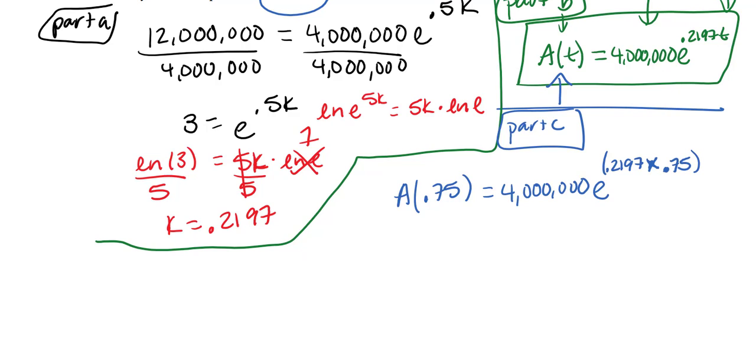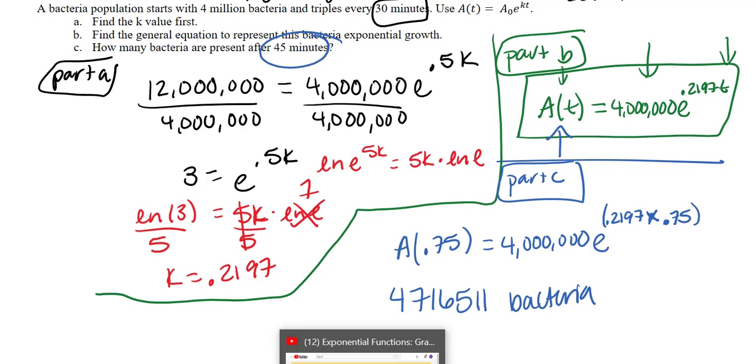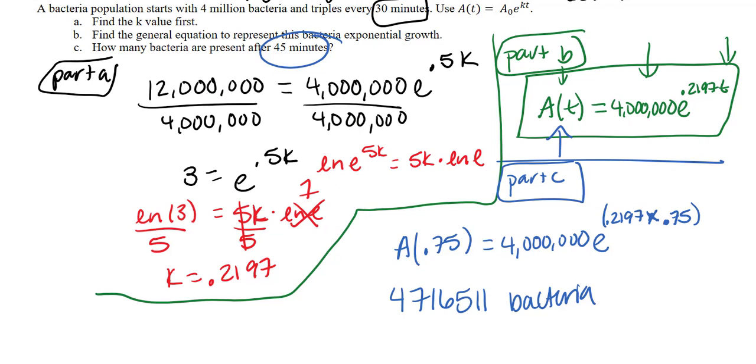So what is this? What are we looking at? Well, we're looking at bacteria. So we're going to round to just the nearest whole number. So we get 4,716,511 bacteria. So that would be our part C.